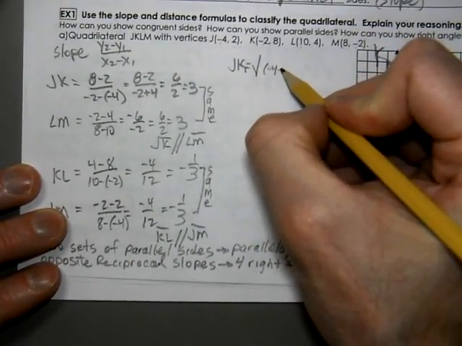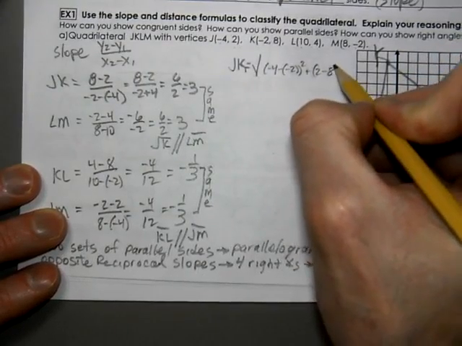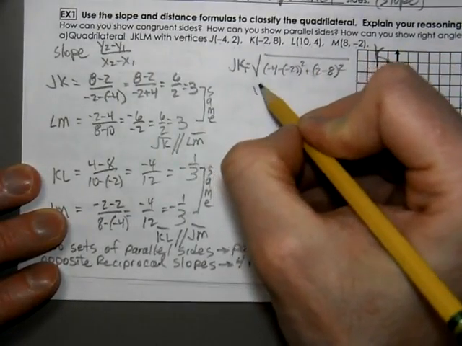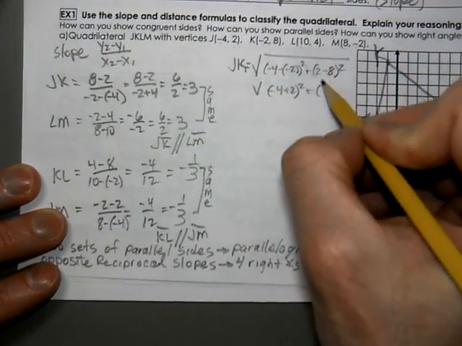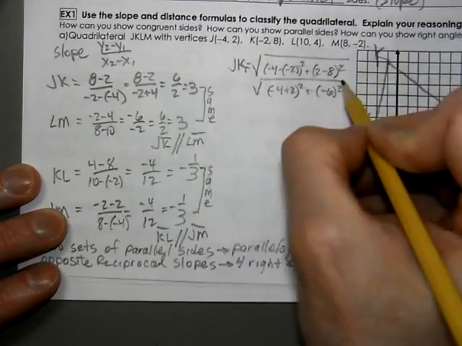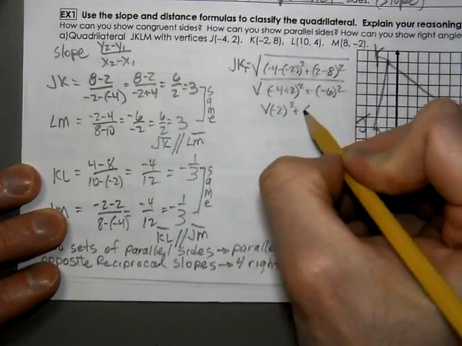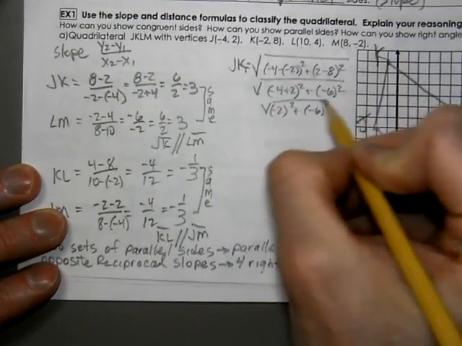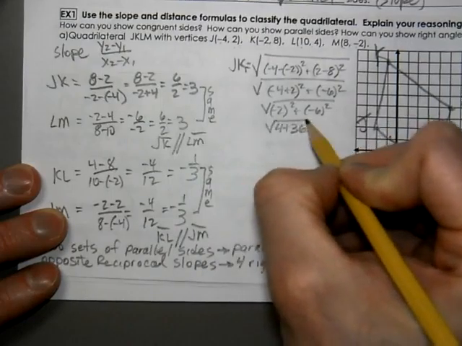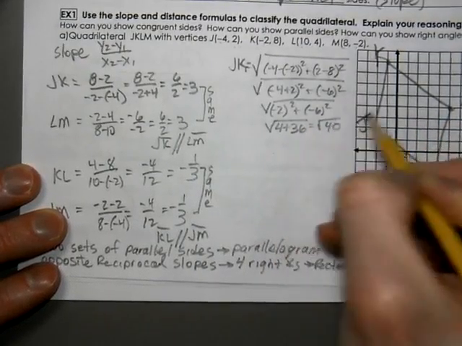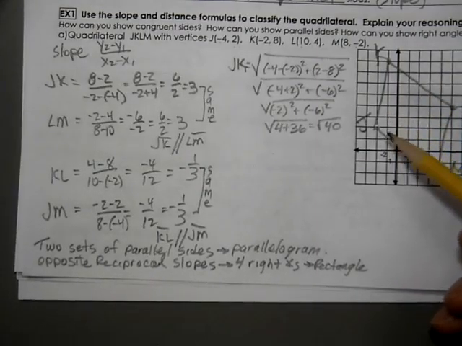So we got negative 4 minus a negative 2 and 2 minus 8. Negative 4 plus 2, which is negative 2 squared, comes out to be 4 plus 36, which is the square root of 40. So that by itself doesn't mean a lot.